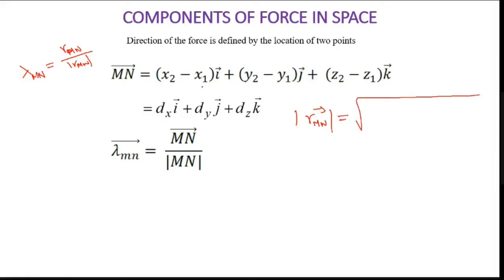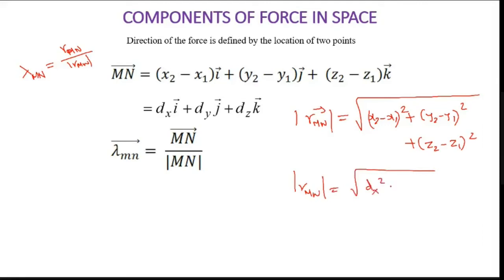Right? So how to take the modulus of this one? It's nothing but x2 minus x1 the whole square plus y2 minus y1 the whole square plus z2 minus z1 the whole square. Or I can simply say that your modulus is nothing but root of dx square plus dy square plus dz square. This is my modulus.